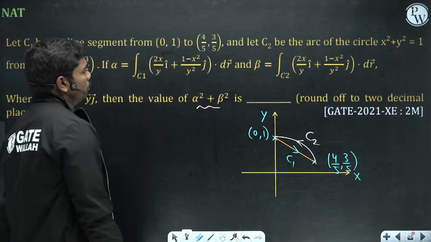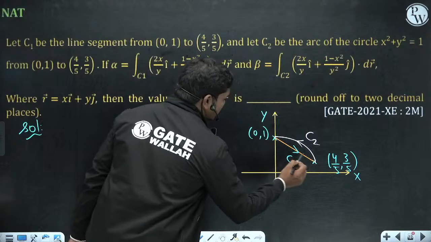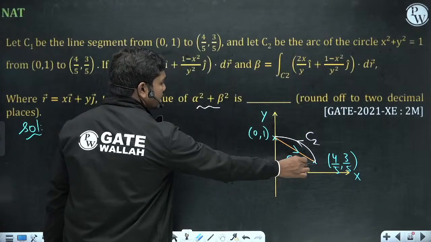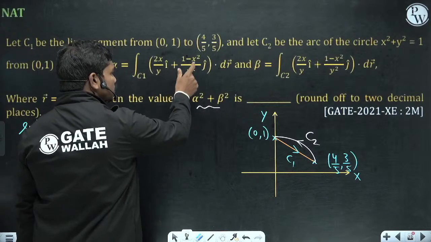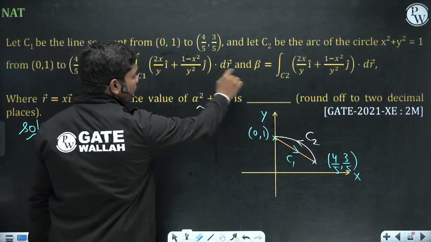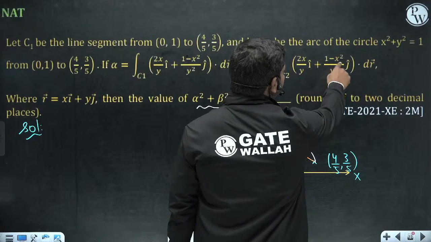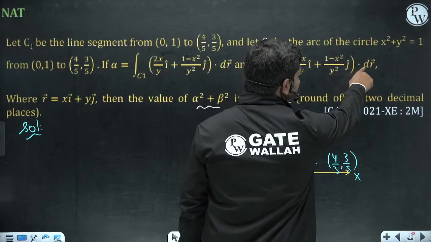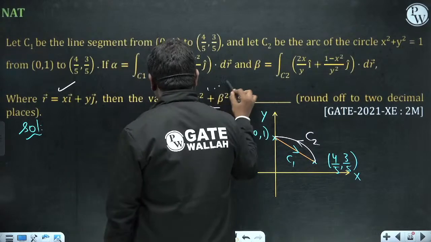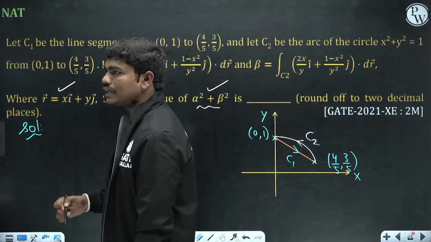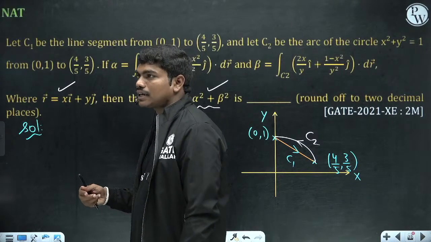Now they are asking you to calculate this integral, where alpha is taken along C1 and beta is taken along C2. The same function, 2x by y i plus (1 − x²) by y² j, and beta is the integral over C2 of 2x by y i plus (1 − x)² by y² j bar dr bar, where r bar is xi + yj. Then the value of alpha squared plus beta squared. Okay, my maths was very weak. No issue, we can understand better.